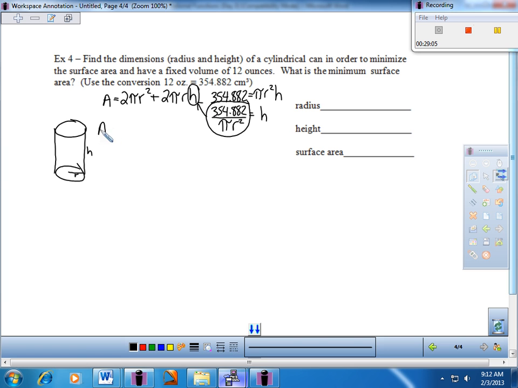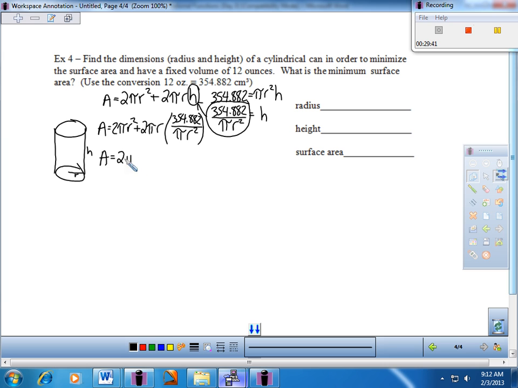So just depends how far we want to go with this, but I have 2 pi r squared, and I have 2 pi r, and then this is going to get a touch hairy, but instead of h, it's going to be this 354.882 over pi r squared. Okay, now theoretically, have I done my job? Have I created a function for the surface area in terms of radius? Absolutely. Could we probably clean it up a little bit? Yeah, and we should.